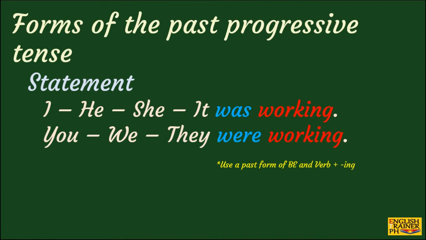To form the past progressive tense, it's similar to the present progressive. However, we have to change be in this case, and we're going to change it to its past form, which is was for I, he, she, and it, and for you, we, and they, we're going to use were.